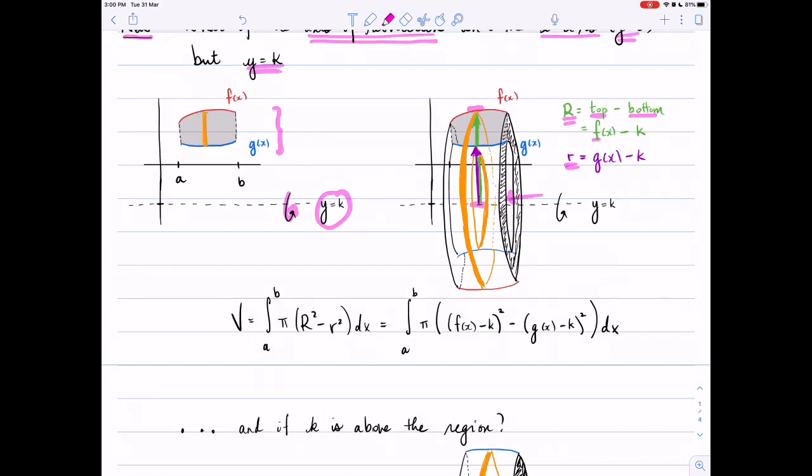Well, the top is still the function value, right up here. That is still our function f of x as our outer radius, but the bottom is no longer y equals 0, it's y equals k. And so the top minus bottom gives us f of x minus k. Notice that the x-axis is the line y equals 0, and if that's our k value, then we end up with exactly the same f of x that we had before.